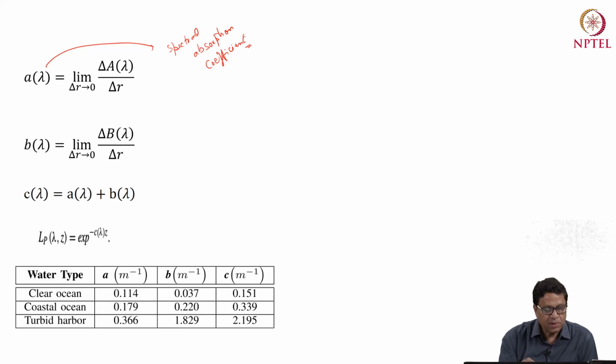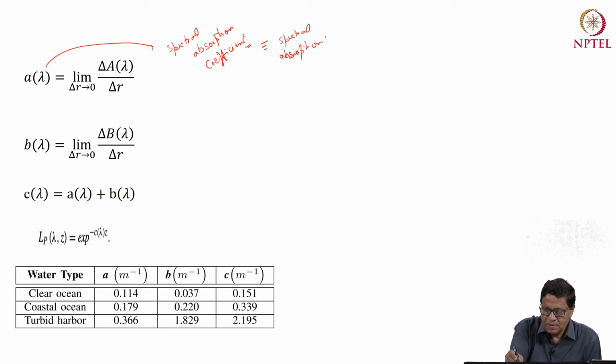Which is a spectral absorption rate per unit distance. So this is as delta R tends to 0. I'm considering a very small volume or area, delta R. So as delta R tends to 0, the limit of delta A lambda by delta R, where this is spectral absorption rate per unit distance. So this I am defining as spectral absorption coefficient per unit distance.